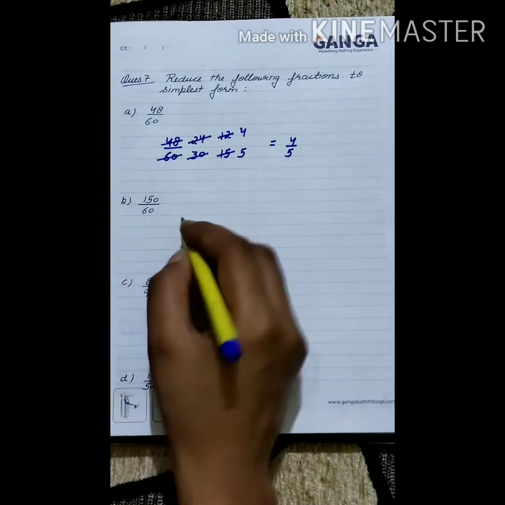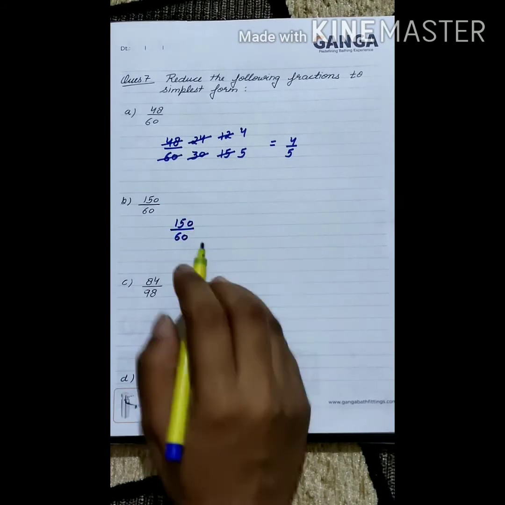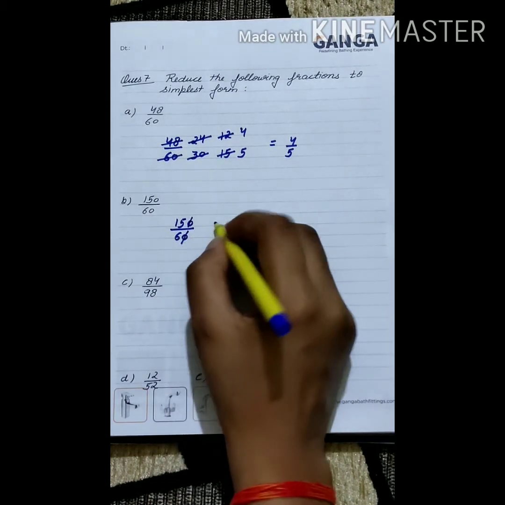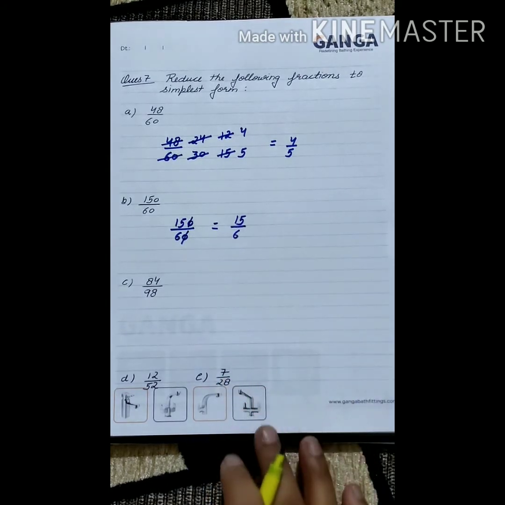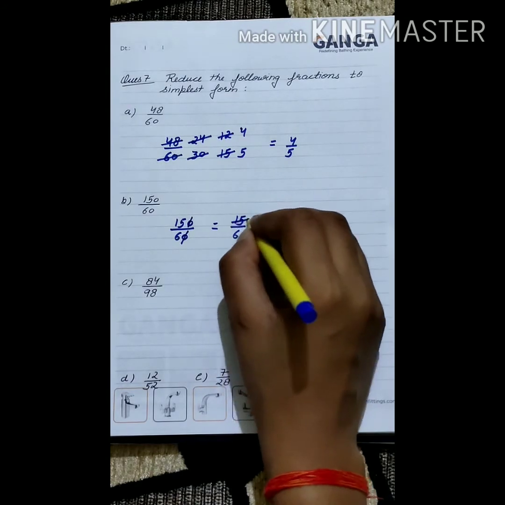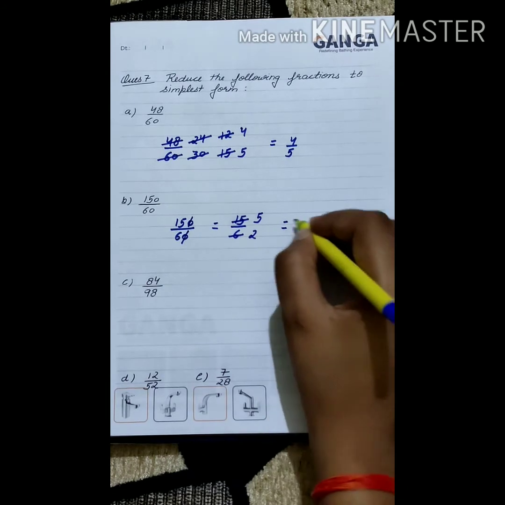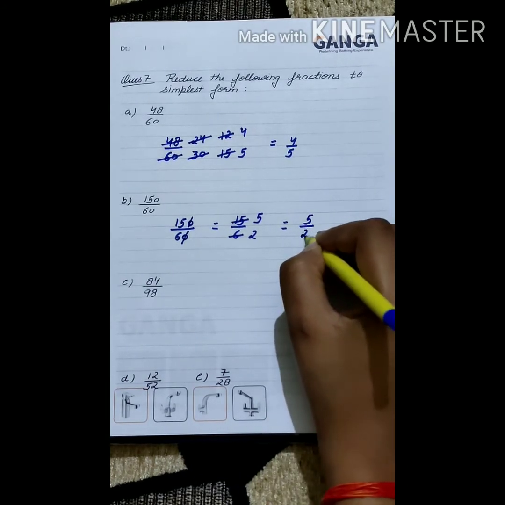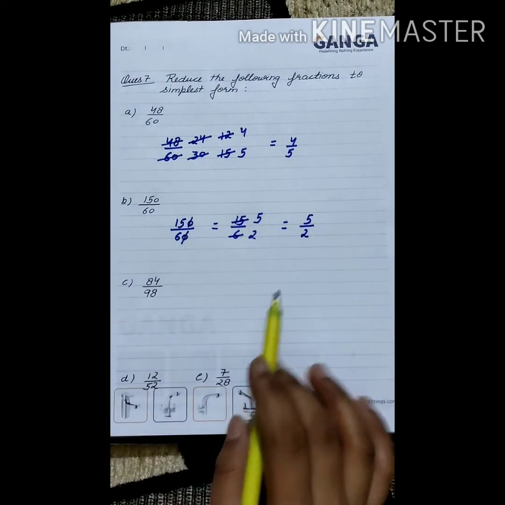B part, 150 upon 60. Firstly we will write 150 upon 60. Both have 0 at the end, so we will cut them down and we will get 15 upon 6. But it is not in simplest form because it has 3 as a highest common factor. So we will divide by 3. 3 5s are 15 and 3 2s are 6. Now 5 and 2 have no common factor except 1, so it is in simplest form. Therefore 150 upon 60 is equals to 5 upon 2.